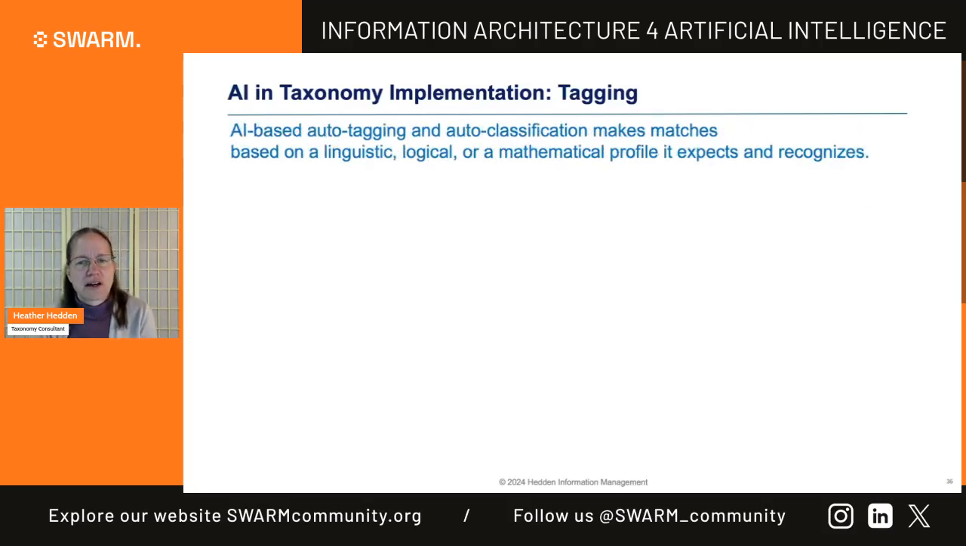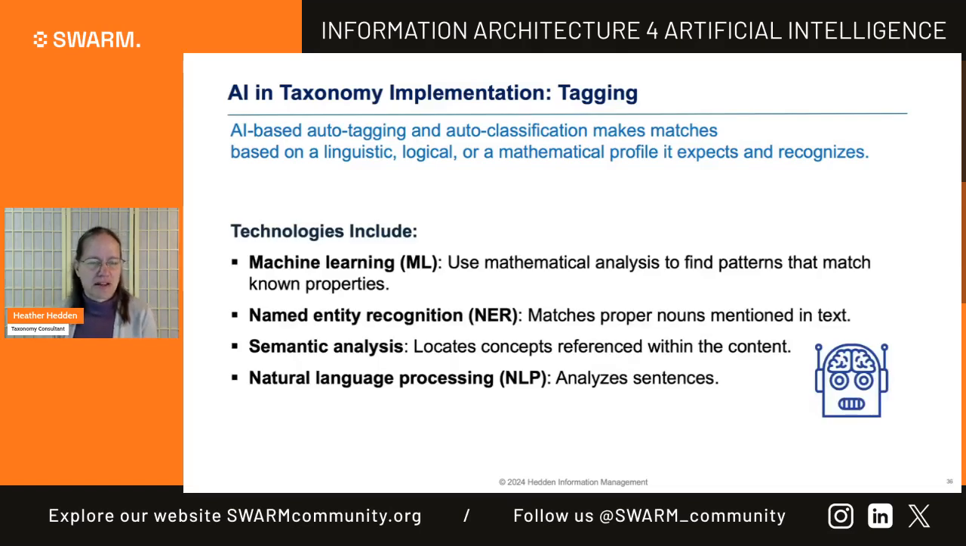So AI-based auto tagging, also auto classification, makes matches based on the linguistic, logical, or mathematical profile it expects to recognize. And so the technologies include machine learning that uses mathematical analysis to find patterns that match known properties. Named entity recognition matches proper nouns mentioned in the text. I know that's been around at a prior employer of mine since the 1990s. Semantic analysis, which is a little newer, locates concepts referenced within the content, and natural language processing analyzes the sentences, not just words, but what parts of speech they are and how they relate to each other.